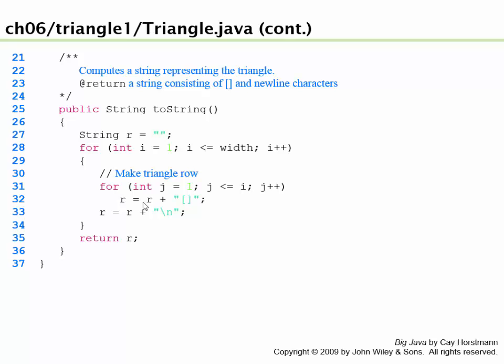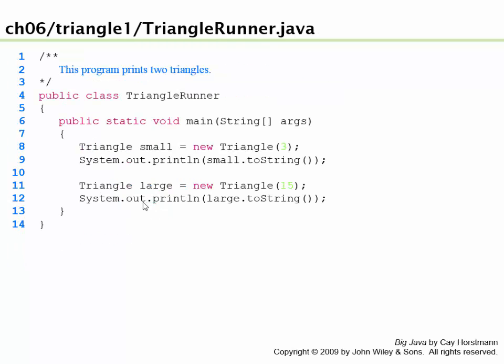Then the question is, how do we actually run the program? Say we want to create a small triangle. We put in 3 as the width of the base of the triangle we're trying to create. And just say small.toString, and it will print itself, or create a string that has all the things it needs to display the triangle. And then we use that to send out to the print line. So it's kind of a nice little way to do it. You call toString in here.